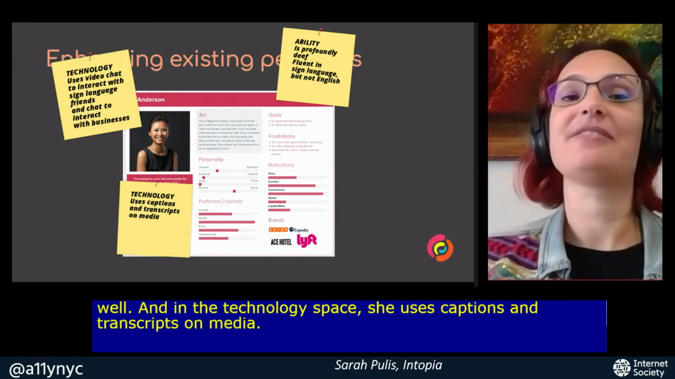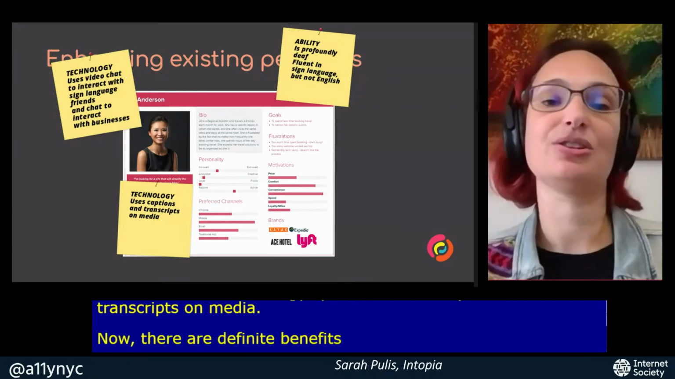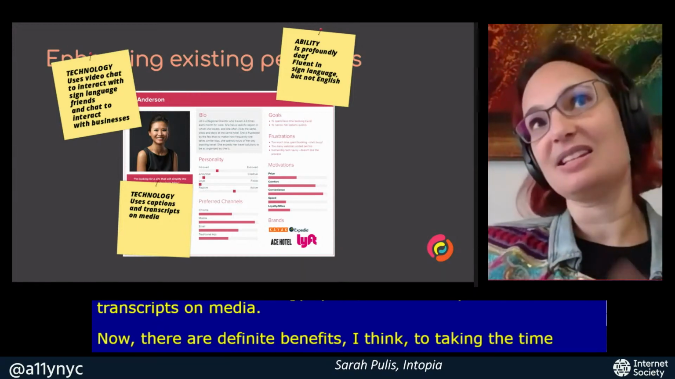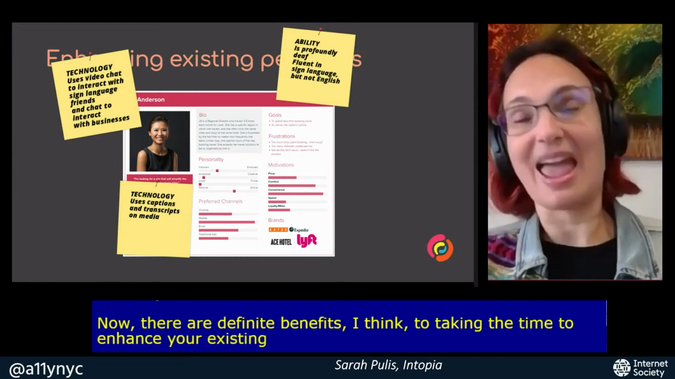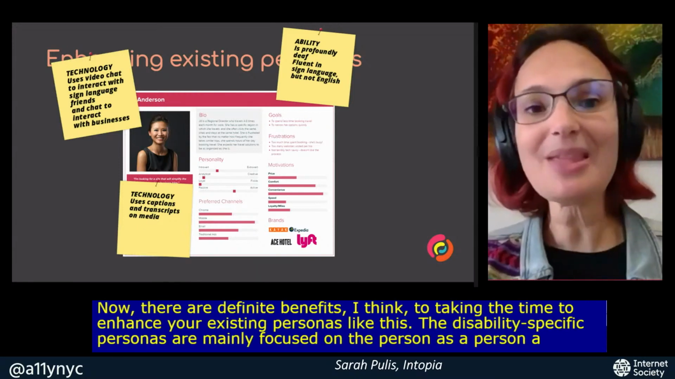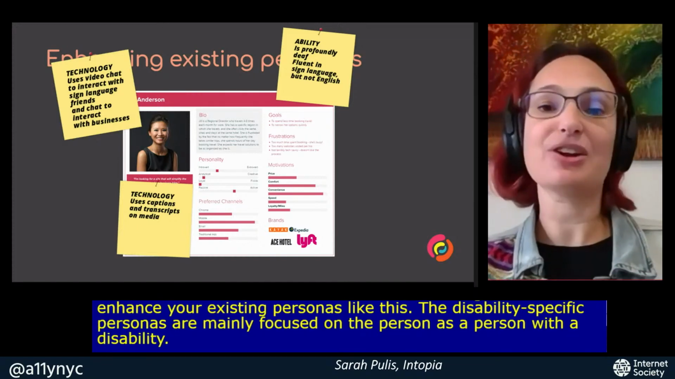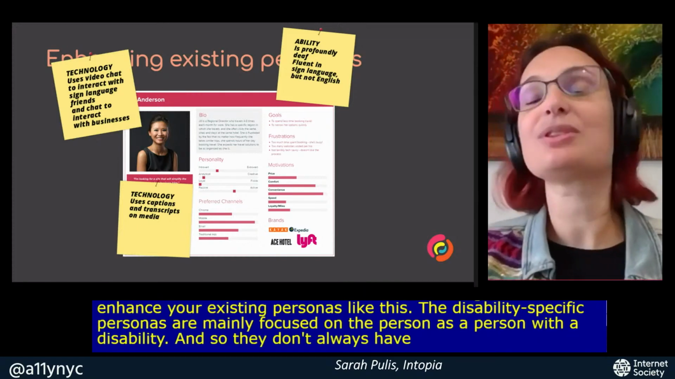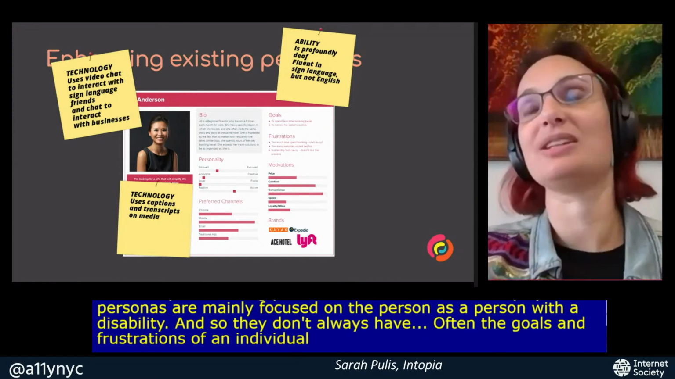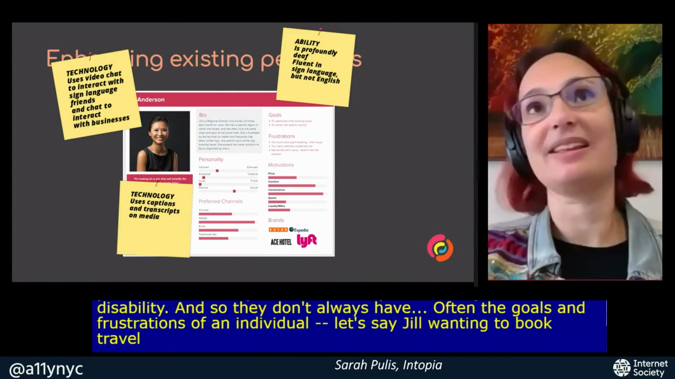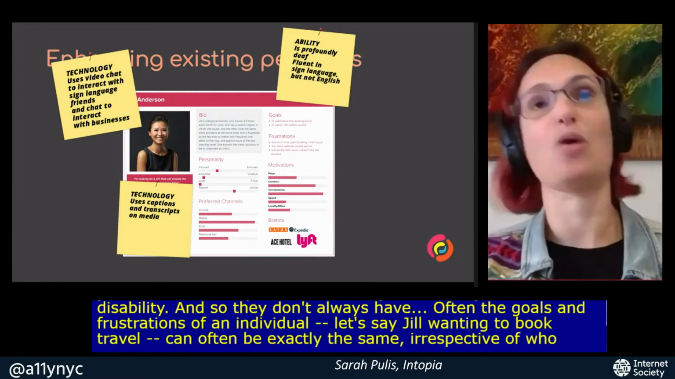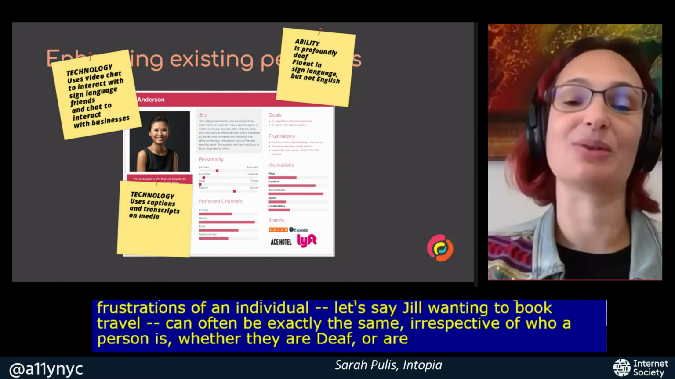Now, there are definite benefits, I think, to taking the time to enhance your existing personas like this. The disability-specific personas are mainly focused on the person as a person with a disability. And so they don't always have the goals and frustrations of an individual, let's say Jill wanting to book travel, which can often be exactly the same, irrespective of who a person is, whether they are deaf or are blind or so on.